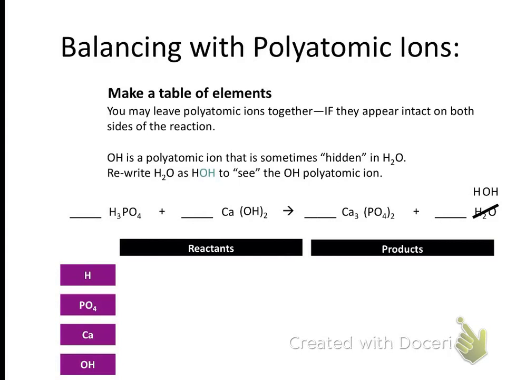All right, this example has a polyatomic ion in it. Okay, and again, we're going to make a table of the elements. However, if we have a polyatomic ion on both sides of the reaction, we don't have to separate out the PO4. See, we have a PO4 here, we have a PO4 there. We can just write it in our table as PO4, and then we can count how many phosphates we have.